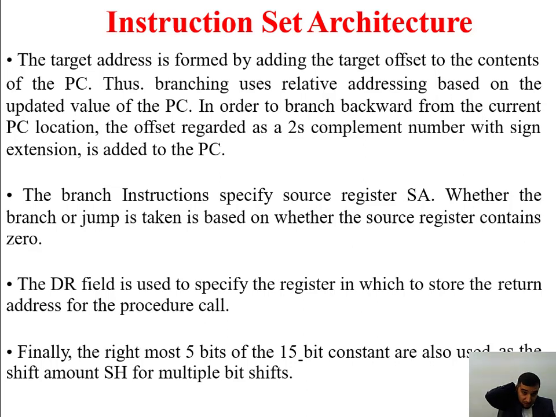The target address is formed by adding the contents of the program counter to the offset address. Remember, like last time, we use the extended value, where we fill with the most significant bit. If it is 1, we fill with 1s. If it is 0, we fill with 0s. Finally, the right 5 bits of the 15-bit constant are also used as the shift amount for multiple shift rights and shift lefts.